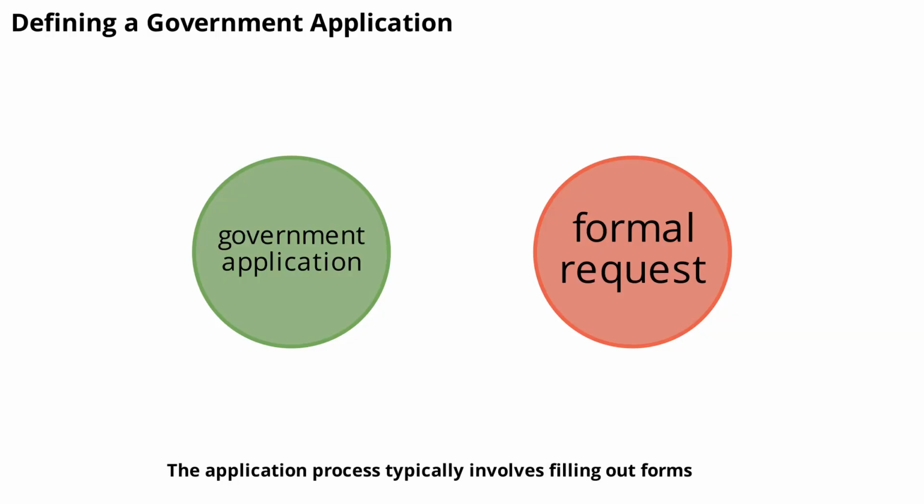The application process typically involves filling out forms, providing necessary documentation, and sometimes paying a fee. The government then reviews the application to determine if the applicant meets the required criteria. This process helps ensure that resources and services are distributed fairly and according to established rules.